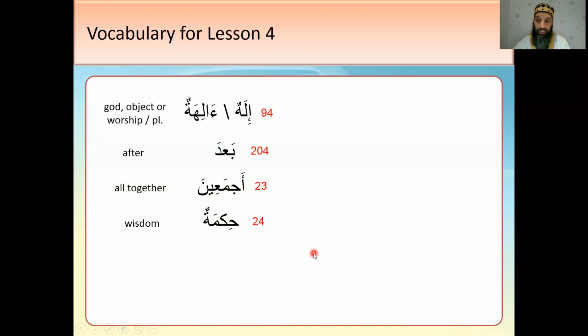Wisdom, yeah, we say hikmah 24 times. Khaliqun, and we use this in Urdu as well. Yeah, that's right, creator. Allah subhanahu wa ta'ala is the khaliq. 12 times this comes. Khawfun, fear. Khawf again. It's for those people who know Urdu, it's an Urdu word. Khawf, fear. 20 times.